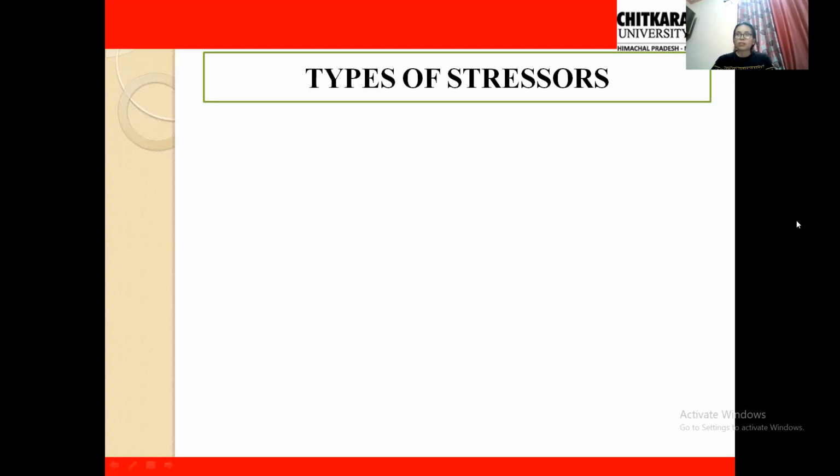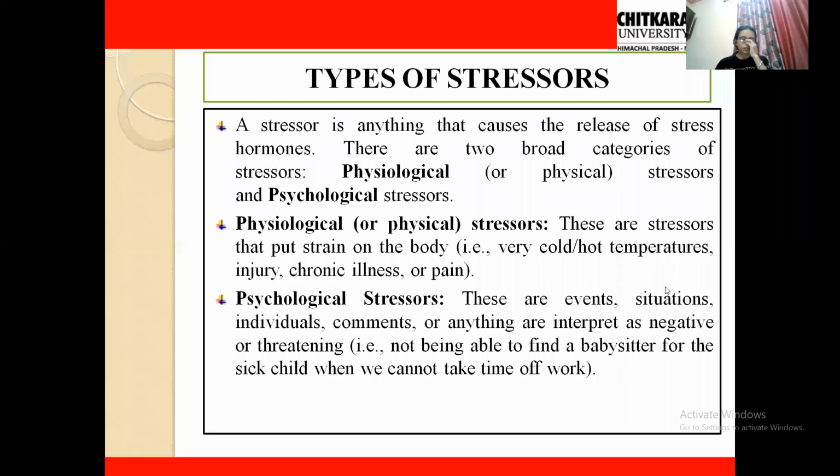So we have discussed the types of stress. Now we'll go to the types of stressors. In types of stressors, there are simply two types. Basically we can discuss in a very simple way those which cause a physical effect, and those which cause an emotional effect. So there are two broad categories of stressors. The first one is physiological or physical stressors, and the second one is psychological stressors.